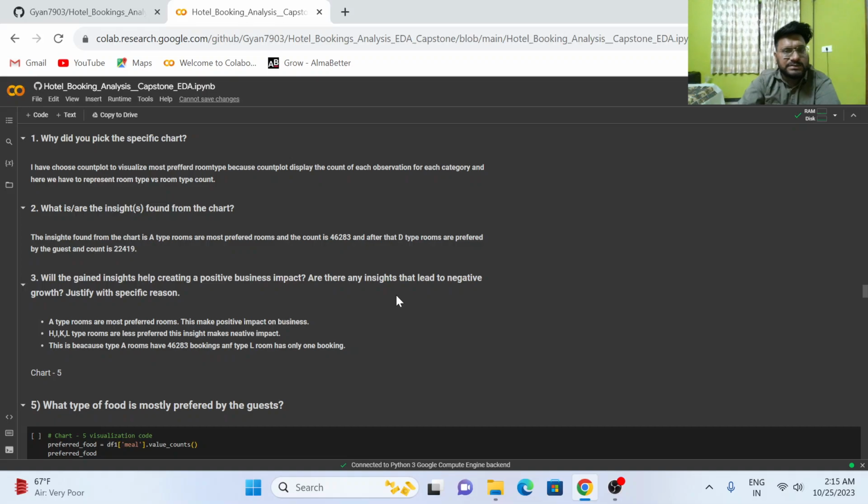So what are the insights that we have gained? Room type A had the highest booking, and room type D had much less than half of the booking of room type A. And room types H, I, K, L were the less preferred room types.